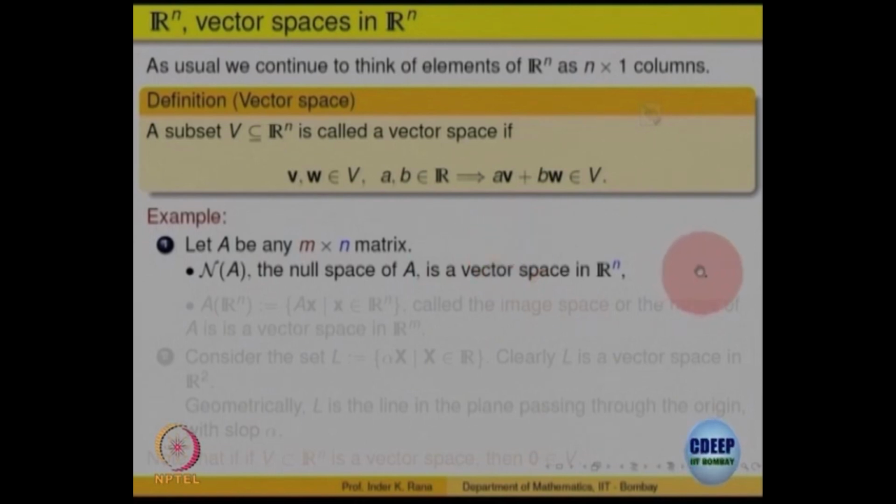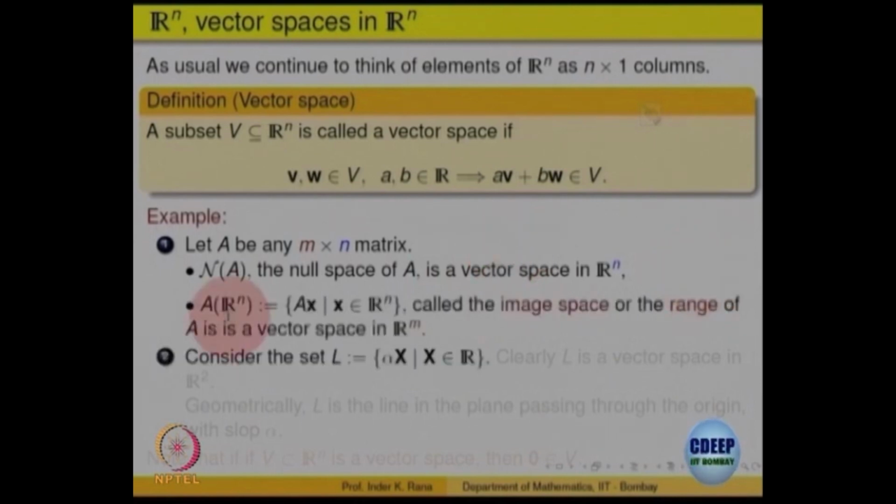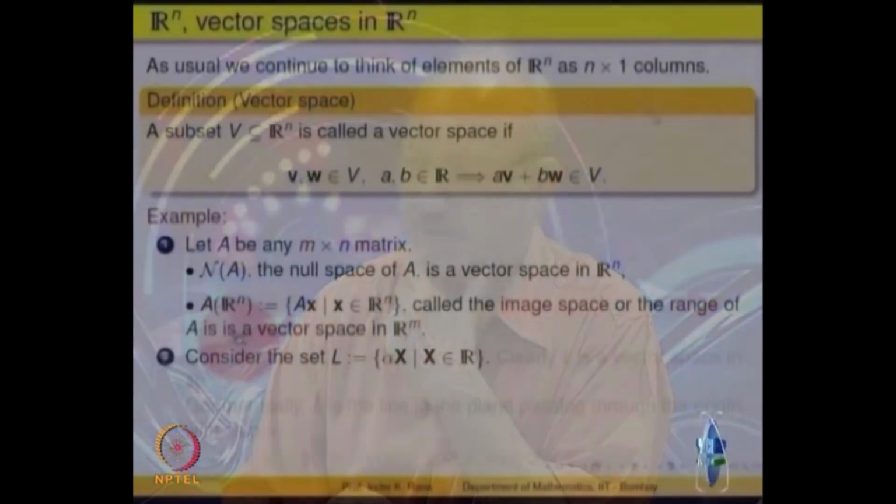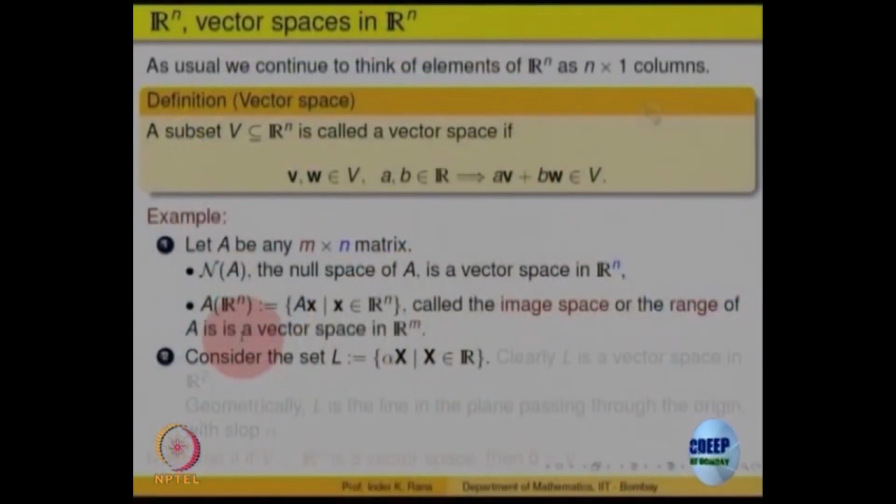Let us look at one more example. Look at A times Rn, this is a notation. What is it? Look at A times x, the multiplication, where x varies over all of Rn. A is a matrix, multiply any vector x with it, and you will get a new vector. So, take the collection of all such vectors. That is called the image space of the matrix, also called the range of the matrix A. That again is a vector space.